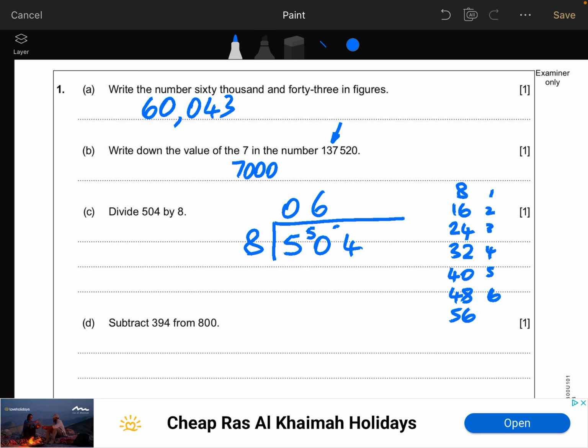So we put the 2 that was left over here, and that's now 24. And if you're looking at our times table we've just drawn out, we can see that that goes into that exactly 3 times. So a 3 there, and my answer is 63.